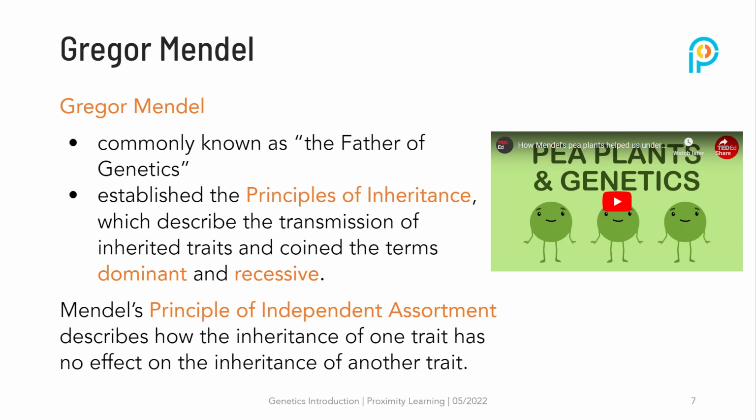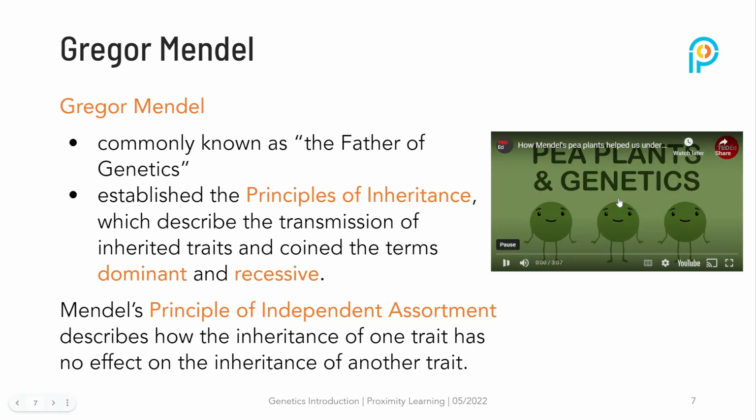and recessive. So Mendel's principle of independent assortment describes how the inheritance of one trait has no effect on the inheritance of another trait. And let's watch how he used pea plants to determine this.